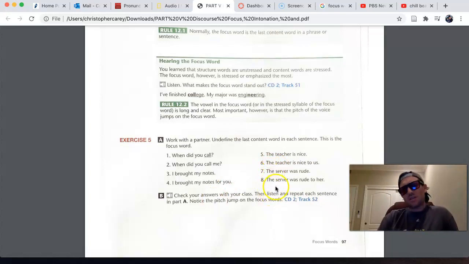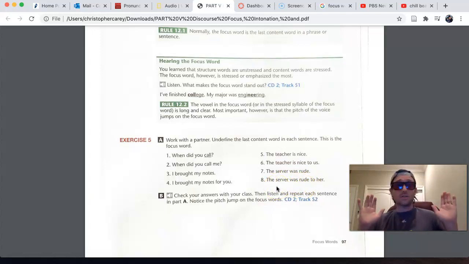I think that last one's a little tricky. I think they focus a little bit too much. There's a little bit too much stress on server. If I were to read this sentence, it would be, the server was rude to her. I don't think 8 was pronounced quite correctly. The focus word is rude there. Now, server is a content word for sure. It's a noun, right? But if you had to pick one word, what's the focus? I think that's rude, and you certainly heard it in number 7.